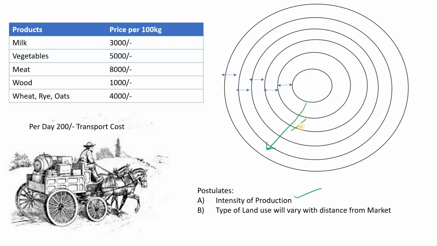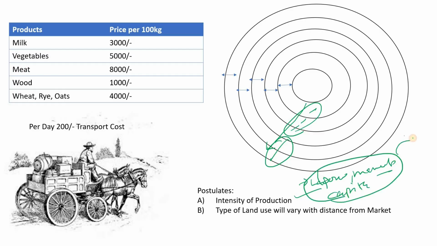Here you will see a more intensive type of farming. Here you will see a not so intensive type of farming. Intensive type of farming means the input of labor, input of manure, fertilizer, and other capital investment will be much more, and as a result the production will also be more. This is what he referred to as intensive farming.